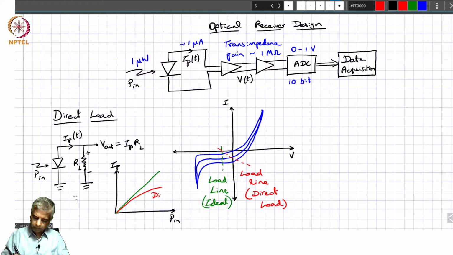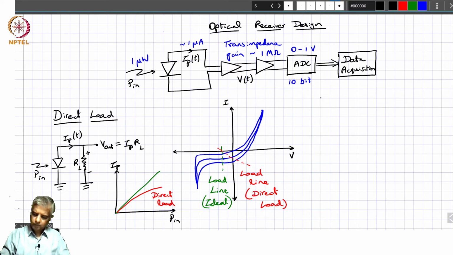Okay, so this is what happens in a direct load configuration. Direct load configurations are not very good if you want to extract the most current from your photodiode corresponding to the amount of light that's incident on that photodiode. So what is the way out? What can we do to get around it?